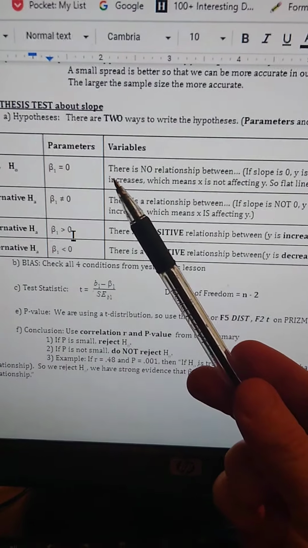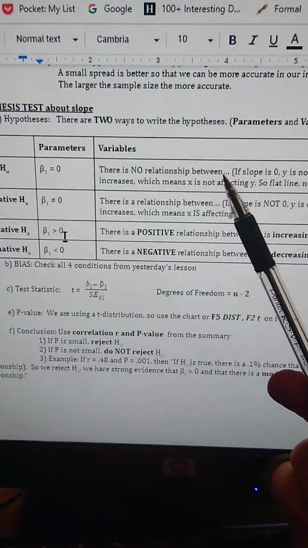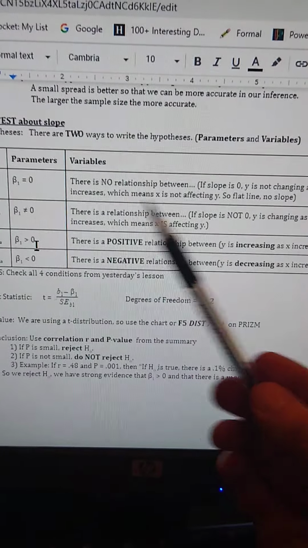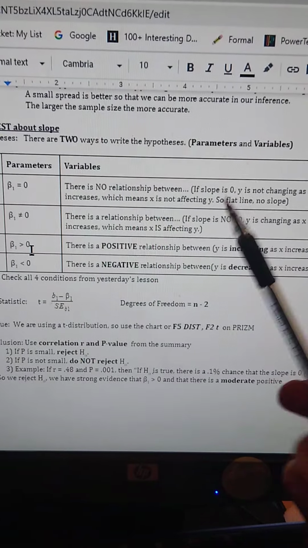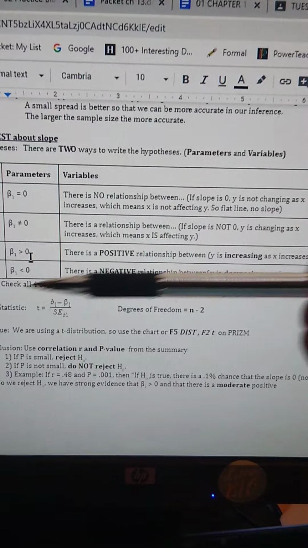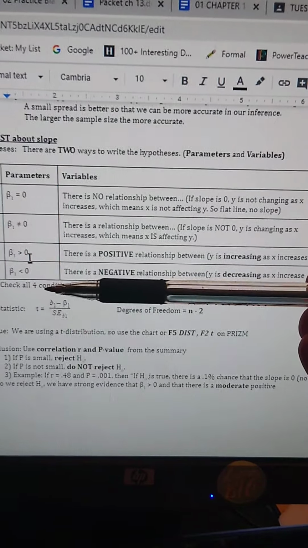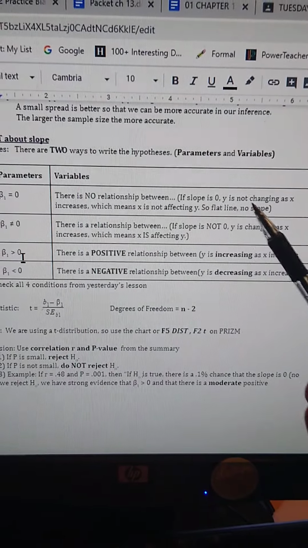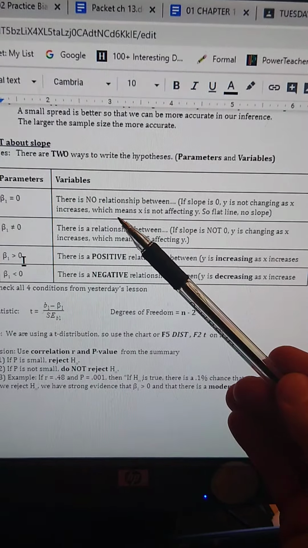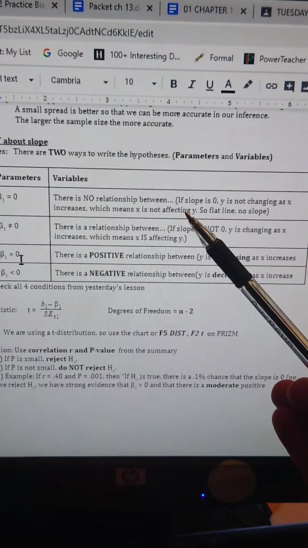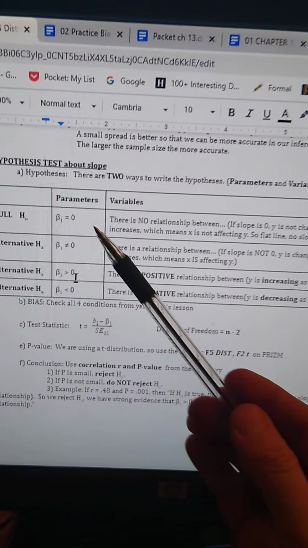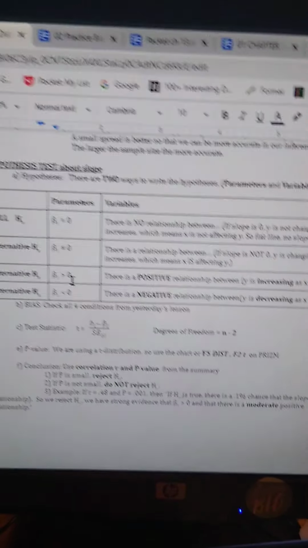In terms of variables, there is no relationship between whatever the two variables are. Now think about the connection between these. If the slope is 0, that means I have a flat line, like this pen right now. It's completely flat. There's no slope. And if there's no slope, that means y is not changing as x increases. And if y is not changing, that means x is not affecting y. So it's a flat line. There's no slope. So if there is no slope, there is no relationship.